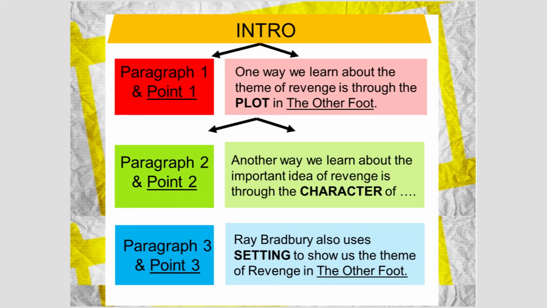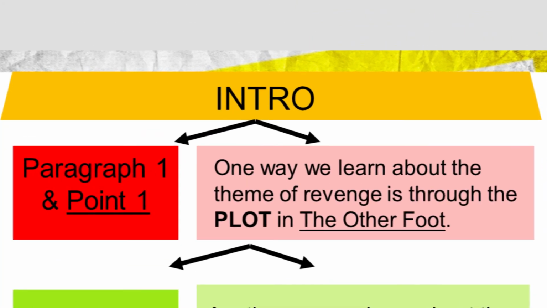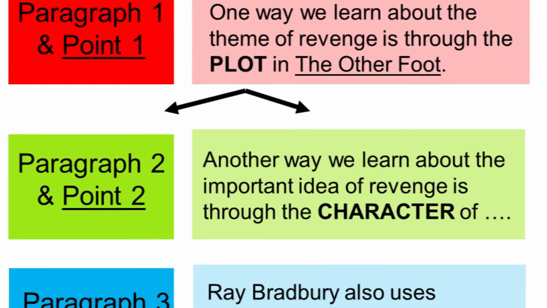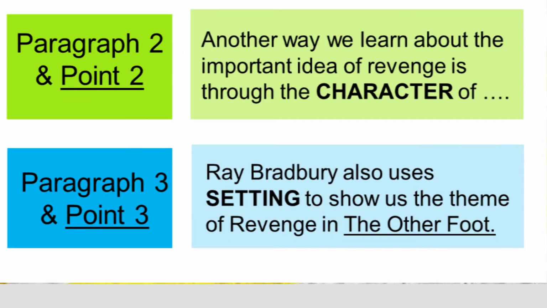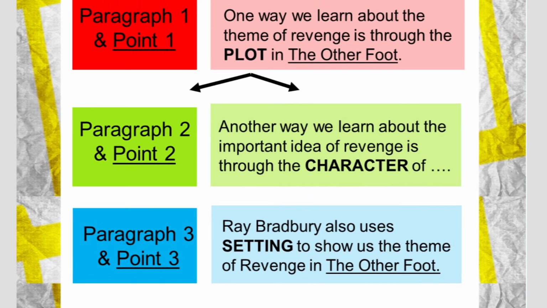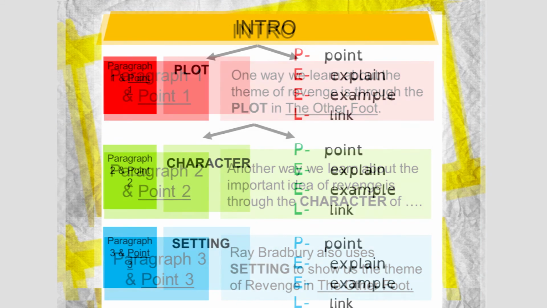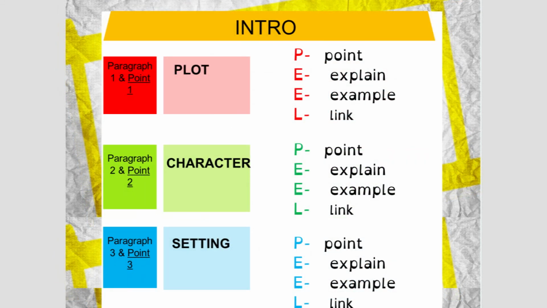So here's what maybe your first sentence of each of your paragraphs might look like if you choose these three elements. So just to have a look, we've got plot as our first paragraph, we've got character as our second, and we've got setting as our third. So that's just the start, and then you need to go into a lot of detail on that. You've got to use that PEEL structure for each of those paragraphs. So by the end of it, that's what your structure is, and that's what your essay should look like.